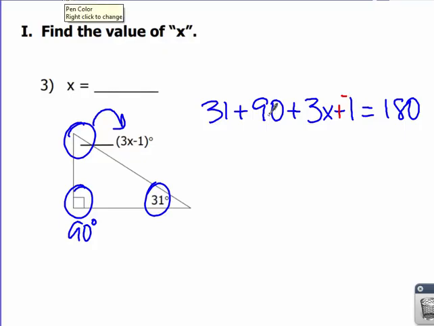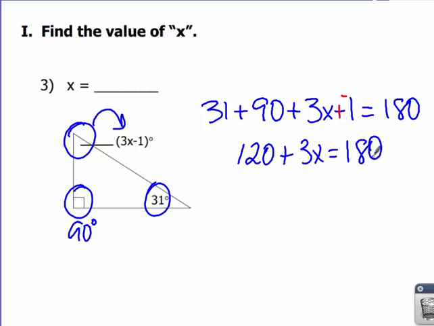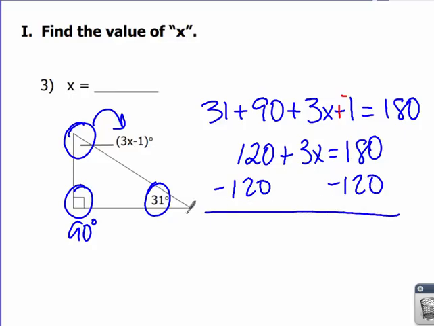So now I'm going to take this 90 and this 31, add that together, and that's going to give me 121. But then I know I've got a minus 1 over here. So 121, take away 1, gives me 120 plus 3x is equal to 180. So now we do the same thing that we did on the last ones. I get rid of my 120. I subtract 120 from both sides.